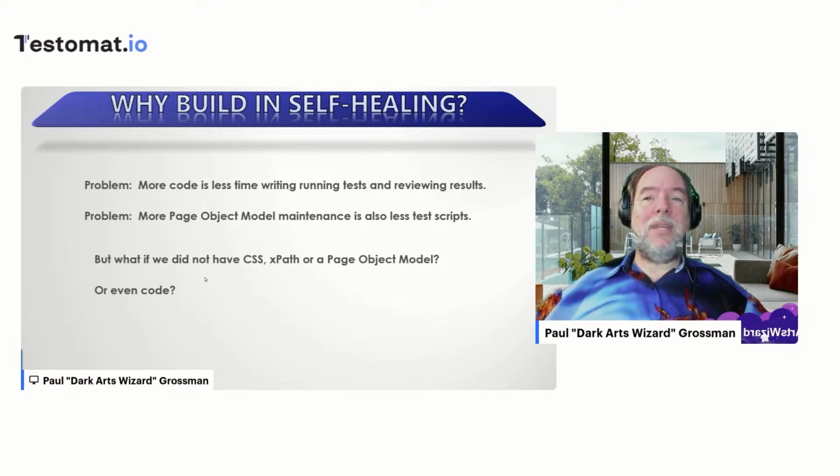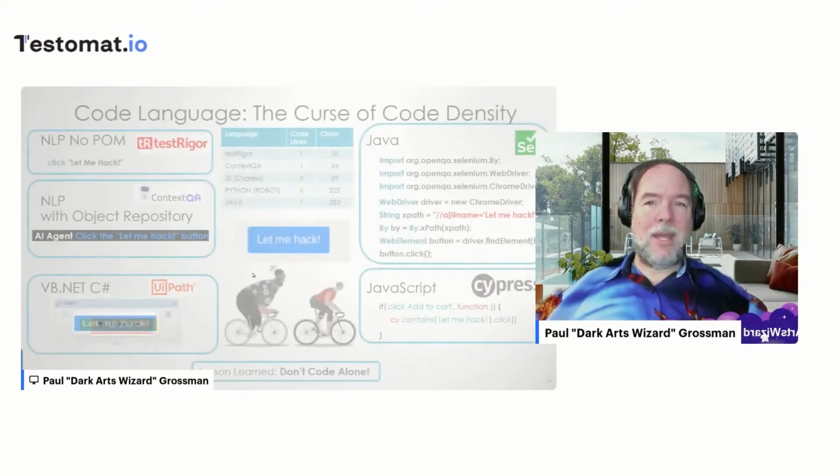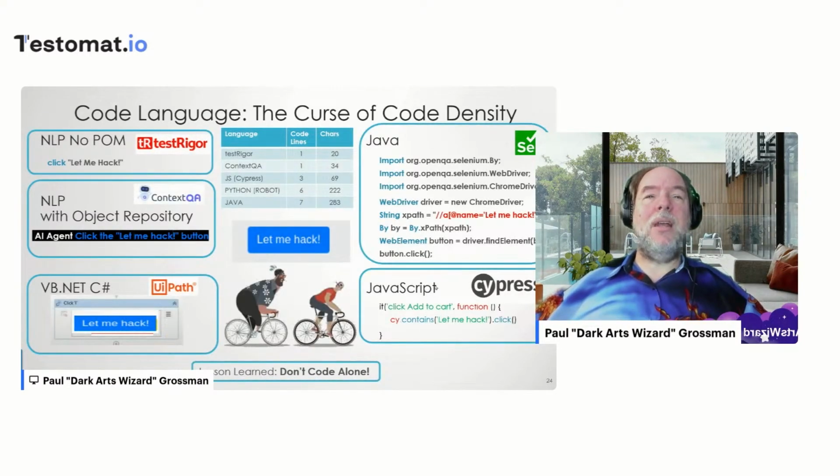But what if you didn't need to have CSS or XPath or a page object model or even code? Well, we were already kind of talking about that. Let me just tell you a little bit about the curse of code density. This is one of the reasons why I've started to go into codeless or low-code automation. Here's Java: to go and click on the Let Me Hack button over here, it would take 7 lines of code and 283 characters. That's time you have to type in there.